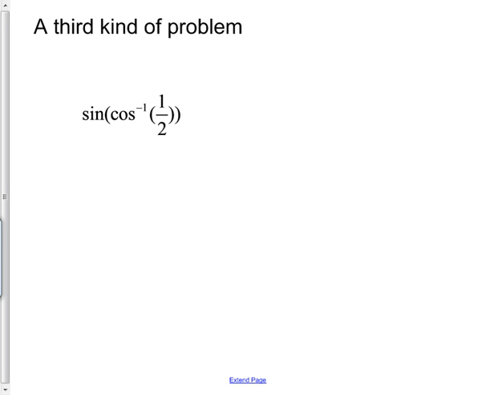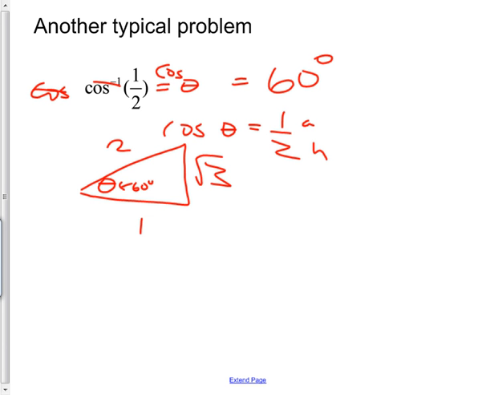Then, a third kind of problem. All of a sudden, there's an inverse inside of a not inverse, a normal function. All right, well, what have I tried to teach you many, many times about where to start a complicated problem? On the inside. So act like the sine isn't even here. Just act like it's not there, and then figure out the answer to this. Once I know the answer to this, I'll do the sine of that, but I don't know what this is yet, so I'm going to figure out what that is. Wait a minute, didn't I just do that last time?